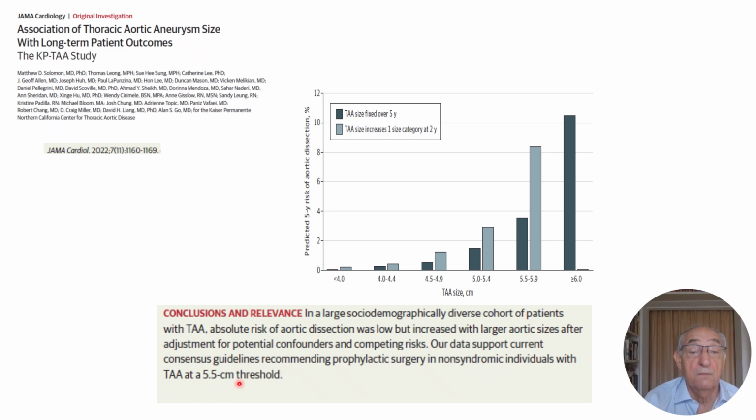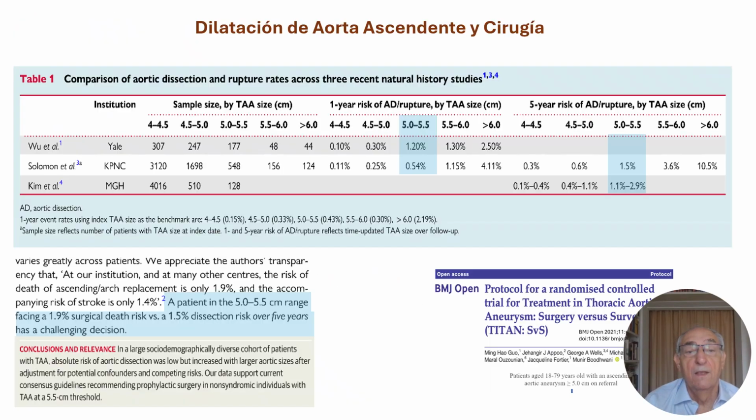And therefore, for example, this study concludes that they believe a diameter of 55 is the most appropriate when surgery is required for patients without genetic conditions, evidently non-syndromic patients, those outside genetic pathology. So there are groups that concur around the same time frames, and extensive groups that do not agree with lowering the threshold and say that 55 is sufficiently safe.